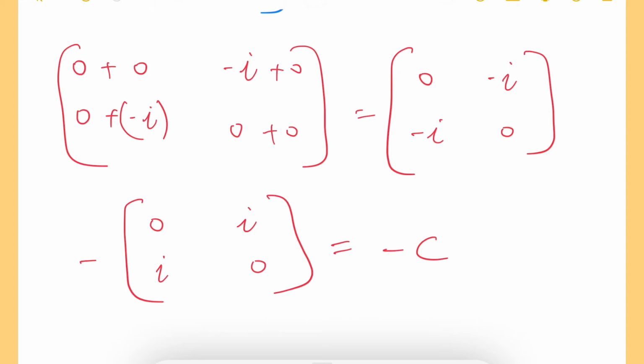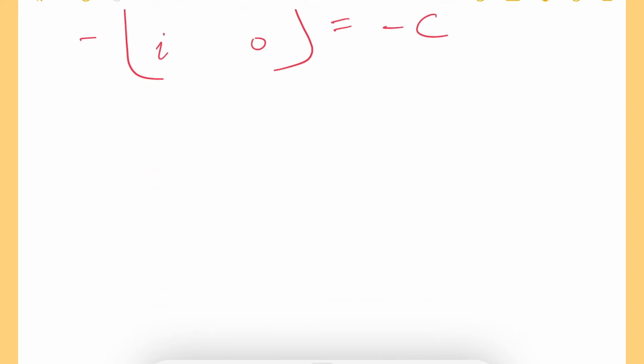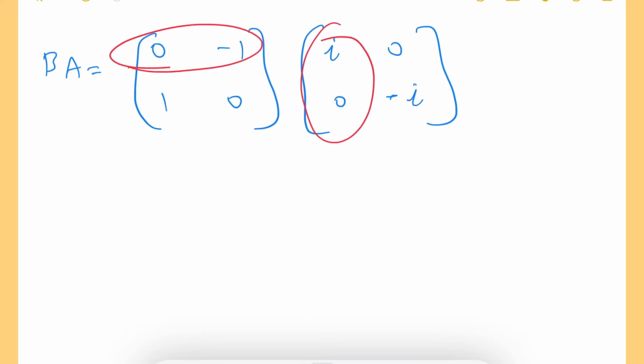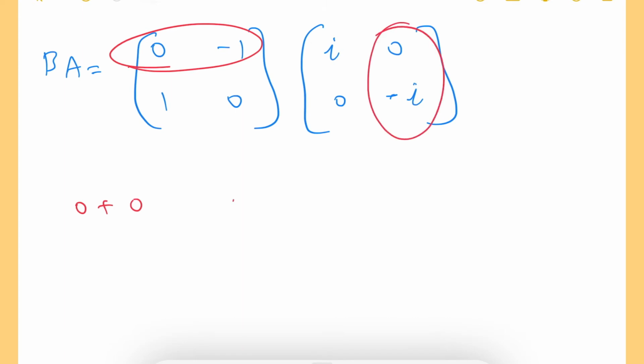Then now let us find the BA value. B into A. So the B value is given as [0, minus 1; 1, 0] and the A matrix is given as [i, 0; 0, minus i]. Okay, let us do multiplication here. First row multiplied with first column: 0 into i is 0 plus minus 1 into 0 is 0. Now first row second column: 0 into 0 is 0, minus into minus plus 1 into i.